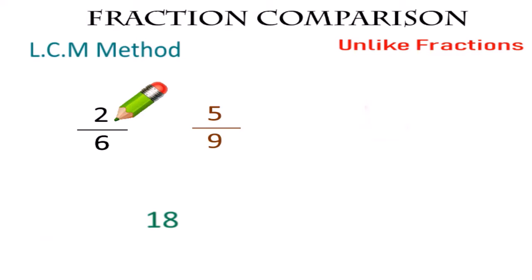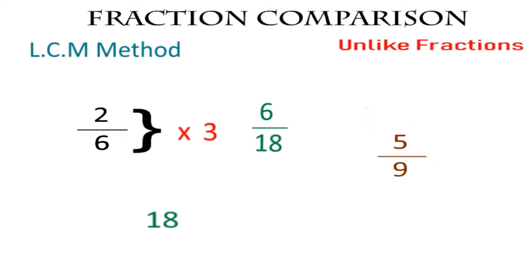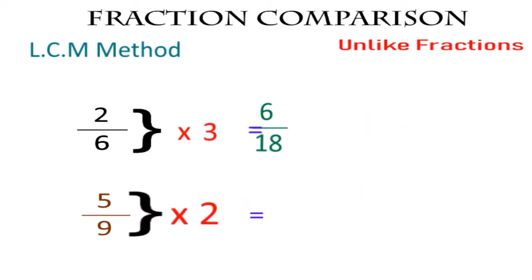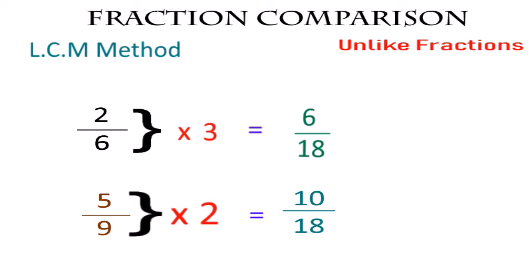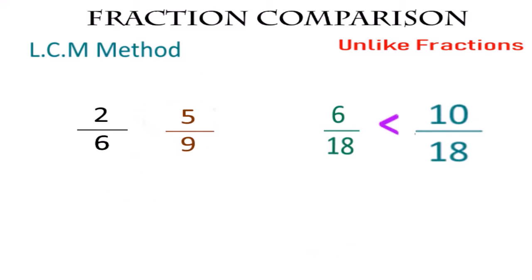We can change 2 by 6 to an equivalent fraction with denominator 18. Since the denominator 6 into 3 is 18, multiply the numerator also with 3. Since the denominator 9 into 2 is 18, multiply the numerator also with 2. Here 10 by 18 is greater. Here we can write that 5 by 9 is greater than 2 by 6.